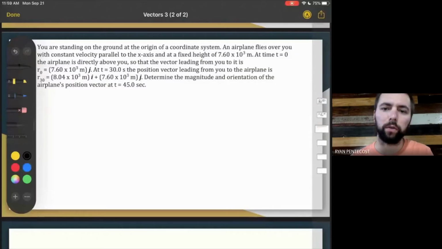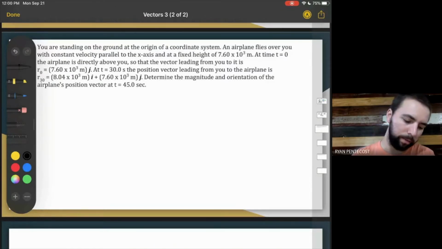At t equals 30 seconds, the position vector leading from you to the airplane is now r30 equals 8.04 times 10 to the third meters i plus 7.6 times 10 to the third meters j. Determine the magnitude and orientation of the airplane's position vector at t equals 45 seconds. So let's work this one out. First, let's draw it real quick. So this is our r naught.